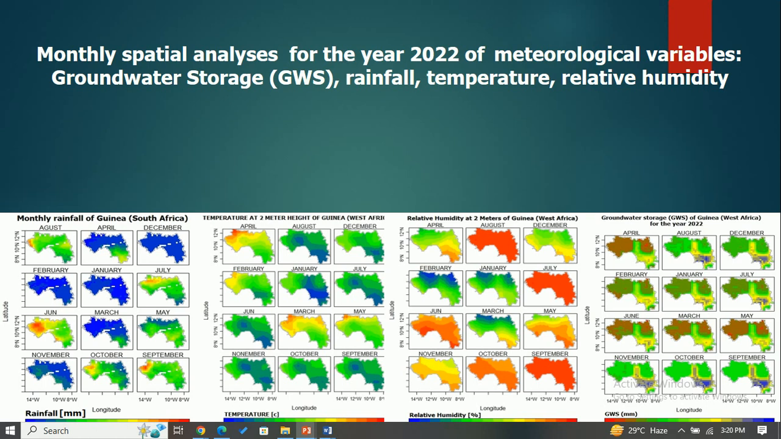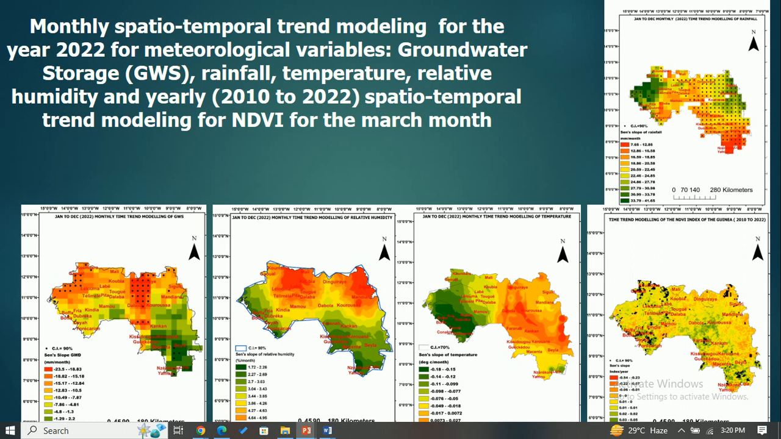Now we will see the monthly spatio-temporal trend modeling for the year 2020 for meteorological variables, groundwater storage, rainfall, temperature, relative humidity, and yearly spatio-temporal trend modeling we will see for the normalized vegetation index for the month of March, because in the month of March the vegetation index is high, and when this index is more than 0.6, then this will indicate good vegetation for this area.